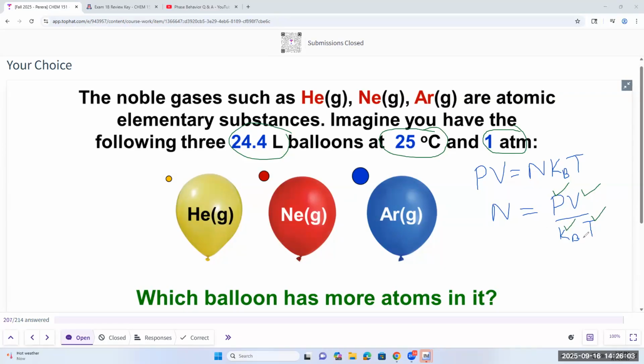So all of the balloons have the same pressure, same volume, same temperature, and same constant, meaning they should all have the same number of particles as well. So N, the number of particles in all the balloons, is the same, regardless of their size or mass. All right, I'll let you think about this for 30 seconds, and then we can talk about this. Go ahead.